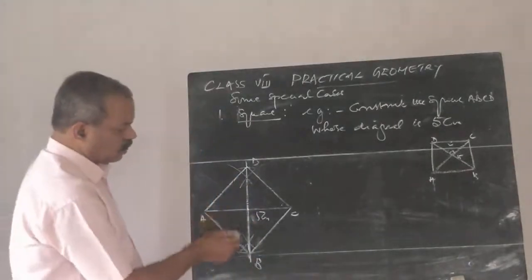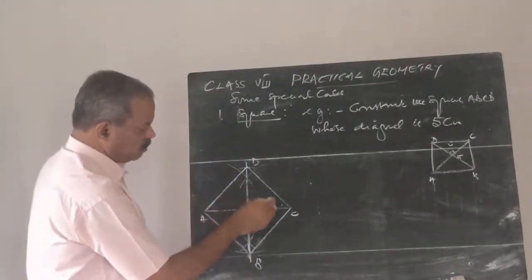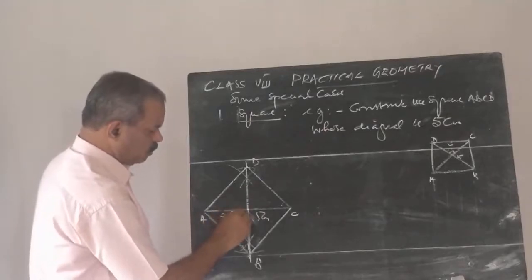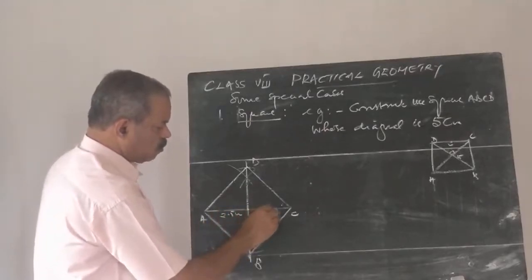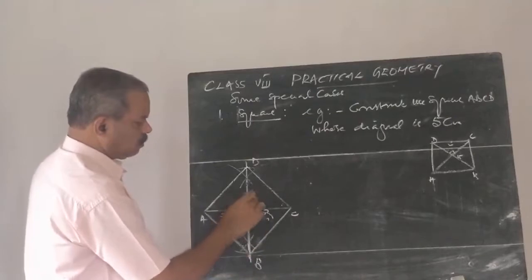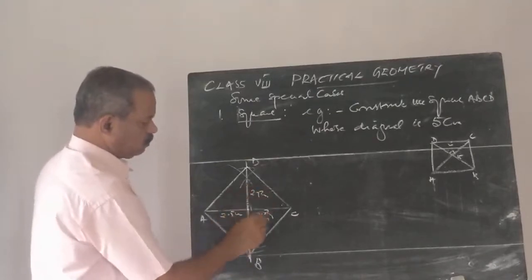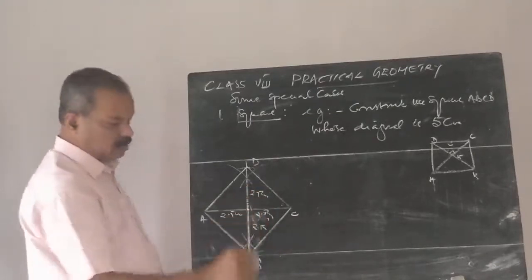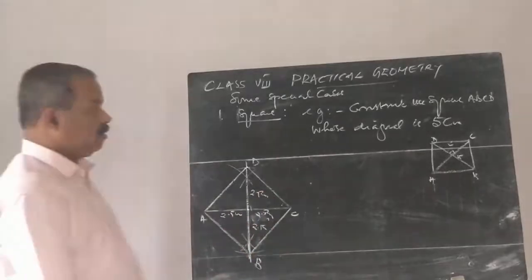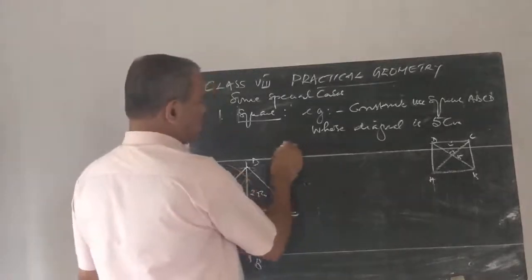ABCD is a square, 2.5 centimeter, 2.5 centimeter. This will be perpendicular. 2.5 centimeter square. Now another example.